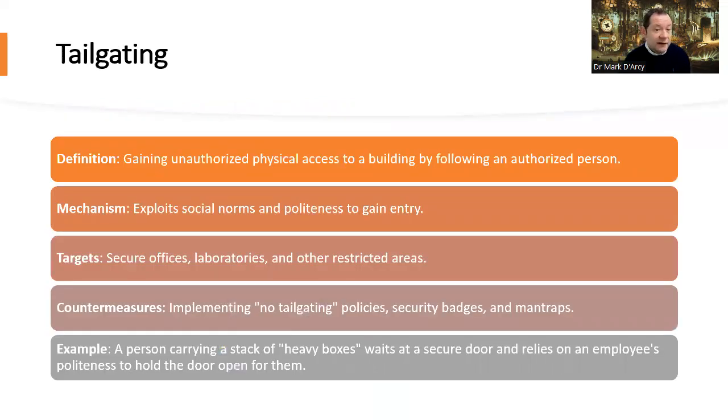Tailgating, gaining unauthorized physical access to a building by following an authorized person. This exploits social norms and politeness to gain entry. The targets are secure offices, laboratories, and other restricted areas. The countermeasures are implementing no tailgating policies, security badges, and man traps. An example: a person carrying a stack of heavy boxes waits at a secure door and relies on an employee's politeness to hold the door open for them. Very common.